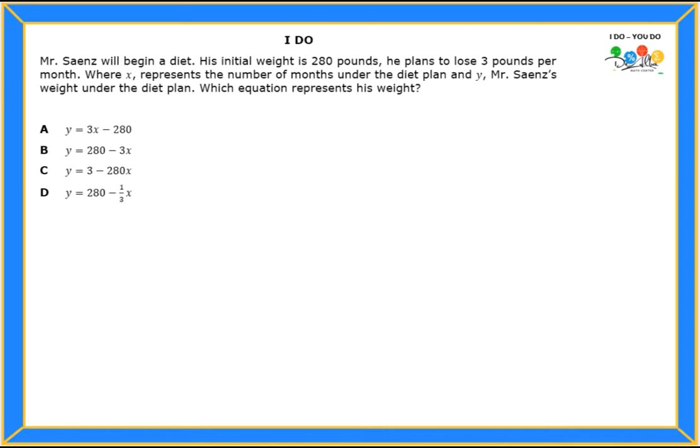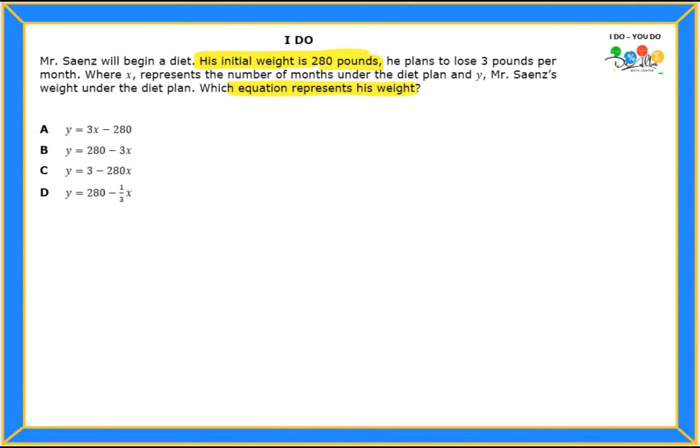So, I'm looking for an equation that represents his weight, Mr. Science's weight. Is that right? Okay, so let's go back and see what's given to us. Well, I can see that 280 is actually Mr. Science's initial weight. It says his initial weight. So that's his weight at the beginning, right? That's how much he weighed at the beginning, okay?